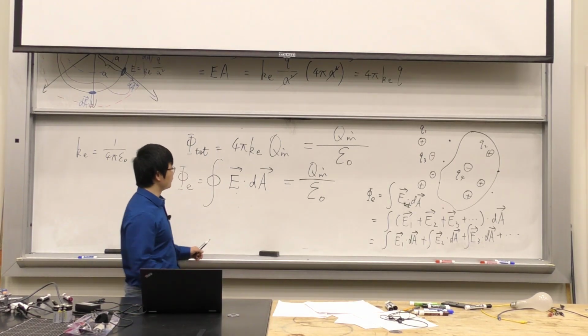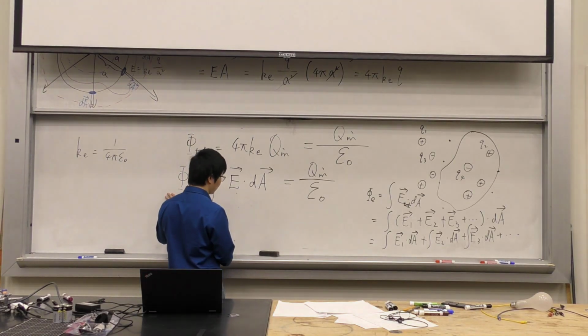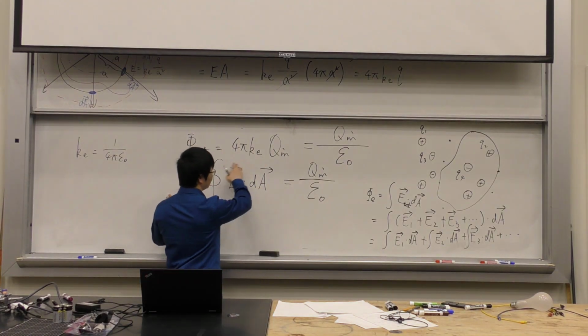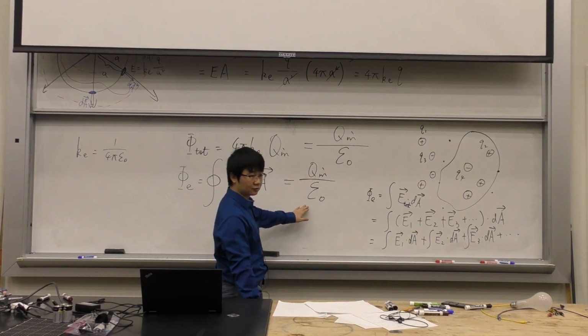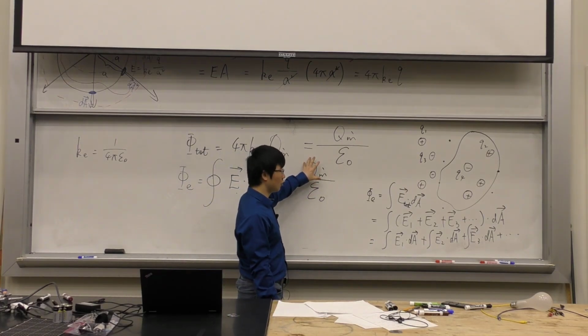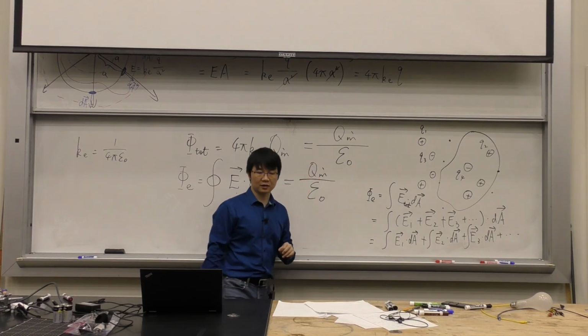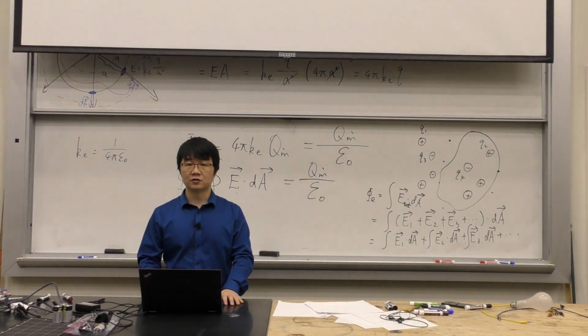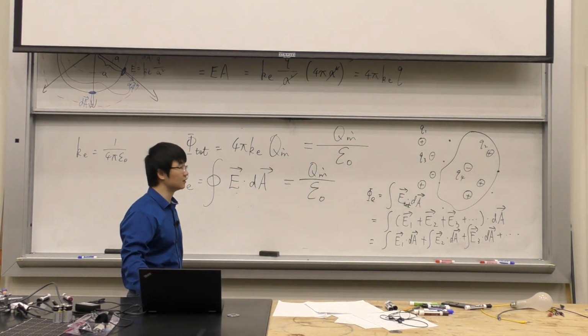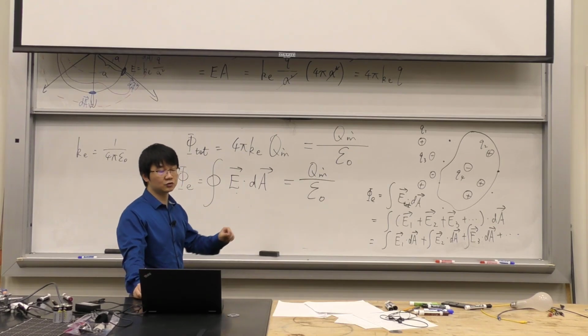Then we're going to evaluate this flux using two different ways. This is the definition. This is Gauss's law, which is very easy. You just count how many charges are inside this Gaussian surface. But if you have a continuous charge distribution, this Q in can be tricky. Sometimes you need to calculate this Q in, because you don't have discrete things to add.